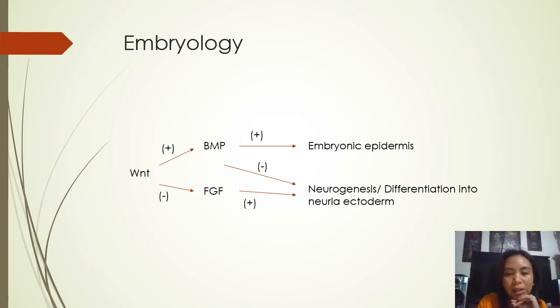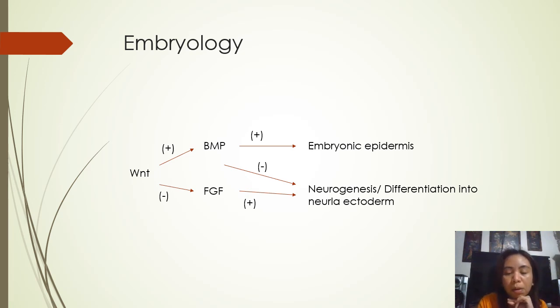So this is my last slide. As a concluding slide, this is the embryology of the skin. So the embryology of the skin functions from the WNT signaling pathway. So when there is presence of the WNT protein, this stimulates production of BMP, but at the same time it inhibits the production of fibroblast growth factor.